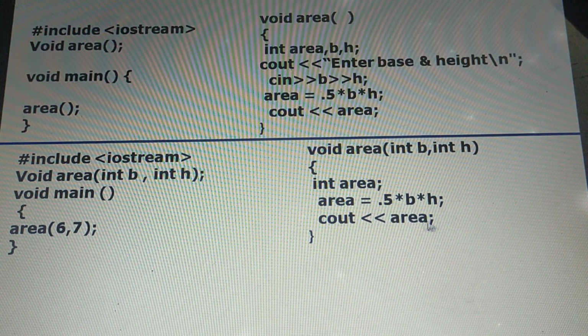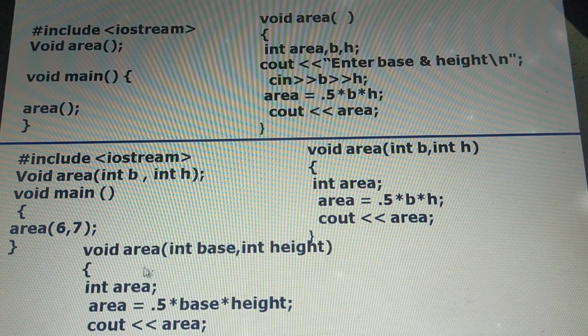Then here also we have used b and h. Here also we have b. Here we can change the name. Instead of b we can give base, and instead of h we can give height. Then we have to make changes here also. See, let us see how it is. Void area, int base, int height.